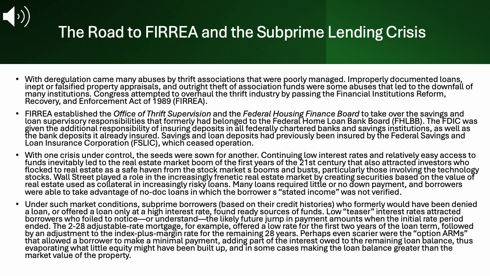The 2/28 adjustable rate mortgage, for example, offered a low rate for the first 2 years of the loan term, followed by an adjustment to the index plus margin rate for the remaining 28 years. Perhaps even scarier were the option ARMs that allowed a borrower to make a minimal payment, adding part of the interest owed to the remaining loan balance, thus evaporating what little equity might have been built up, and in some cases making the loan balance greater than the market value of the property.